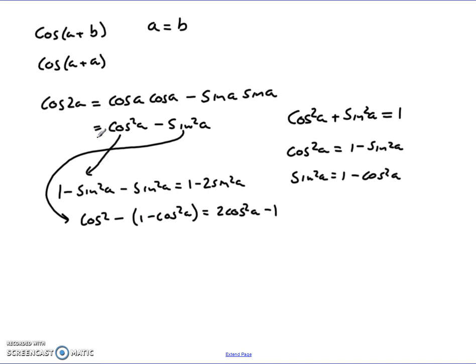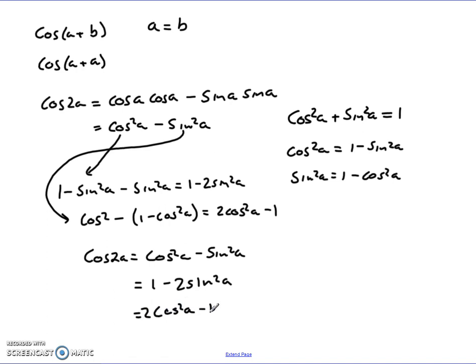So what I'm actually able to do is not write just one version, but 3 versions for this. I'm able to say then that cos 2A equals cos squared A minus sine squared A, a version involving both trig functions, a version involving just sine, so 1 minus 2 sine squared A, or a version involving just cos, 2 cos squared A minus 1. So I'm able to write it in any of these.